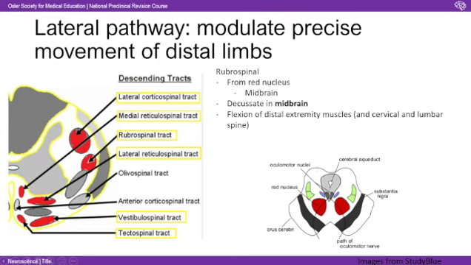Oh, there we go. Okay. And then the other half is the lateral pathway. So that's obviously the lateral corticospinal tract that we've already talked about, but it's also the rubrospinal tract, which is from the red nucleus, which you can see in the midbrain, which we have a sort of diagrammatic cross section of in the diagram at the bottom.